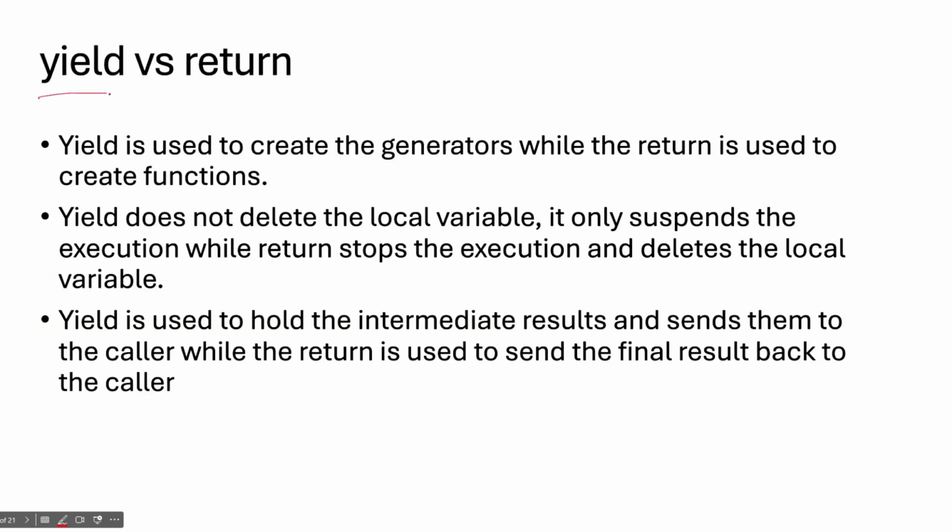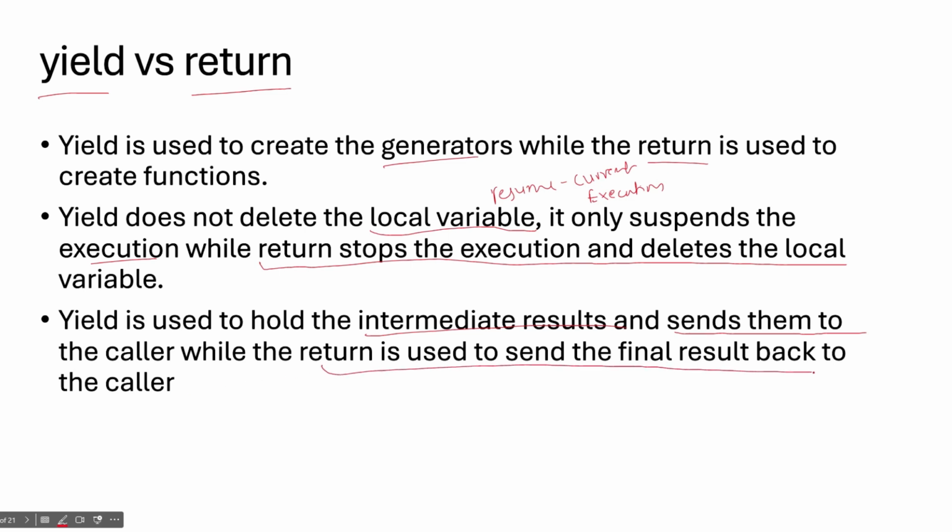So what is the difference between these two keywords? Yield is used to create generators while return is used in functions. That is one simple difference. Another difference is that yield does not delete the local variables. It will resume the current execution; it only suspends or holds the execution. While return stops the execution and deletes all the local variables, so outside the function you will not be able to access those. Yield is used to hold the intermediate results and send them to the caller, while return is used to send the final result.